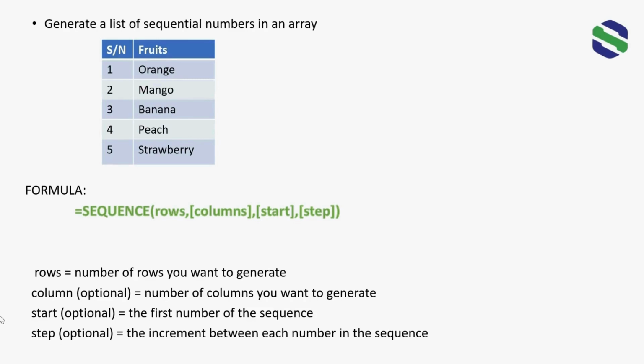When we consider the above table, the number of rows for the fruit is 5, 1 to 5. For the columns, we have 1 column, that is the serial number column, the column where we want to generate the sequence numbers. The start is number 1, and the step is 1. So that is how we use the formula for the function.